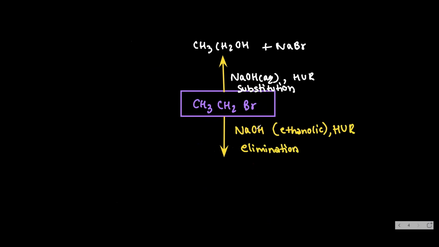Because you see, when we are adding NaOH in ethanol or ethanolic solution, the OH here acts not like a nucleophile, but rather as a base, and it takes away the hydrogen from here. So it's acting as a base. So what does base do? Bases love protons. So if it takes a hydrogen from here, the Na will take the Br from here.